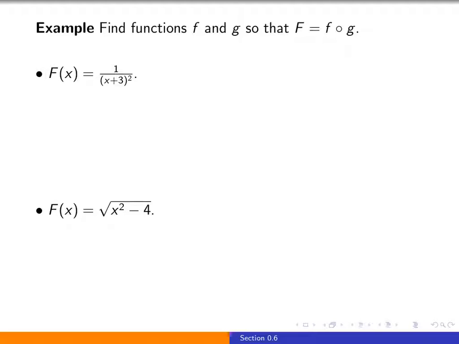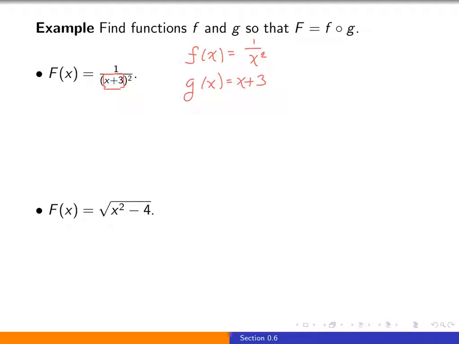So for the first one, my observation is that I see this x plus 3, which is inside something. So that makes it a good choice for the g function. The question then is, what function is it inside? Well, if I replace that x plus 3 by a blank, the function would be 1 over blank squared. So f is 1 over x squared.